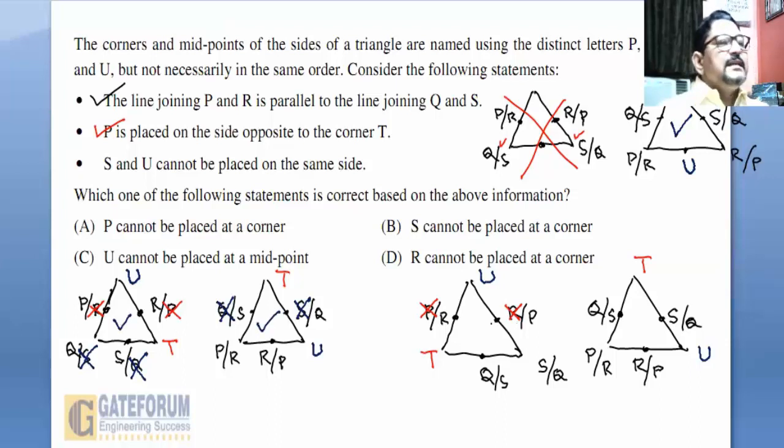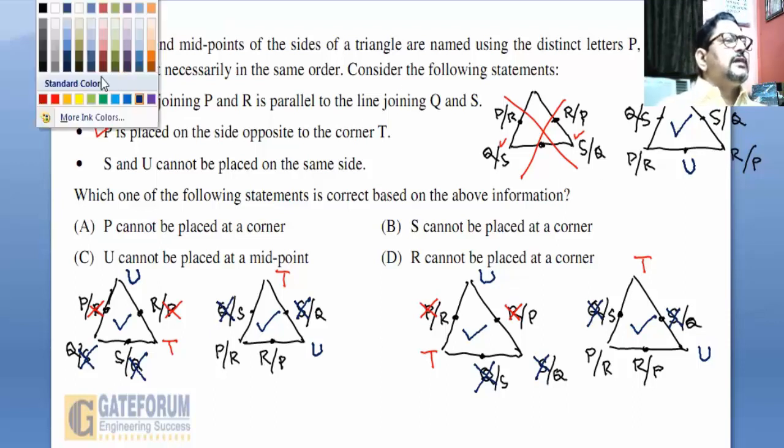Now here, S and U can't be placed on the same side. See, U is here and S is here or here. So this S can't be possible. Hence here, Q is not possible. So once again, it is here with the modifications. And here, U and S can't be on the same side. So this S can't be here. So here, this Q can't be here. So you see this also happens, U and S are on the same side. So all these 5 fulfill all the different conditions.